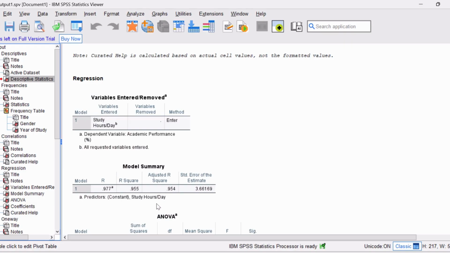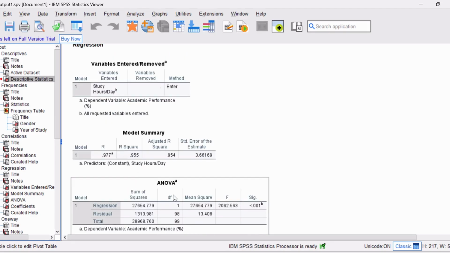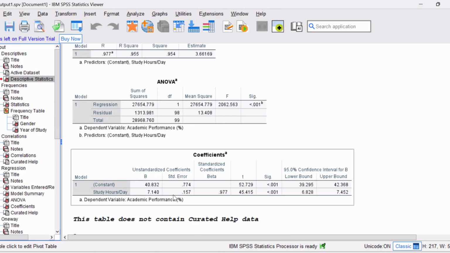When we look at the model that was produced, we see that the R-square value is 0.955. This means that study hours explained 95.5% of the variation in academic performance. And the regression model was statistically significant with a p-value of 0.01, as indicated in the table below, showing the coefficients.